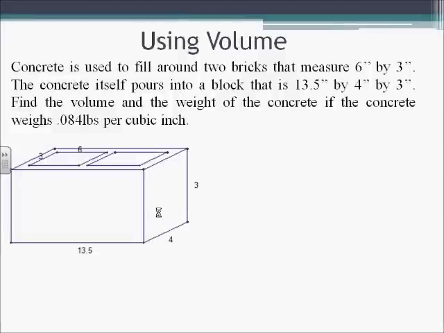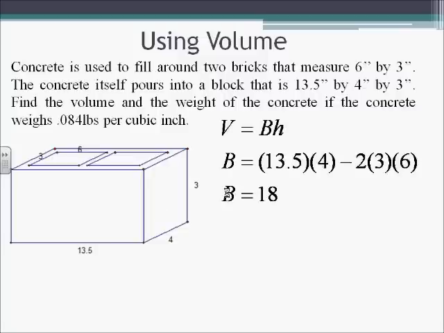Alright, here, concrete is used to fill around two bricks that measure 6 inches by 3 inches. The concrete itself pours into a block that is 13.5 inches by 4 inches by 3 inches. Find the volume and the weight of the concrete if the concrete weighs 0.084 pounds per cubic inch. So we need to find the volume first. If we took the volume of the whole shape, that's just going to be 13.5 times 4 times 3. But we need to subtract off what's not being filled in with the concrete because of the two bricks that are both 3 by 6.